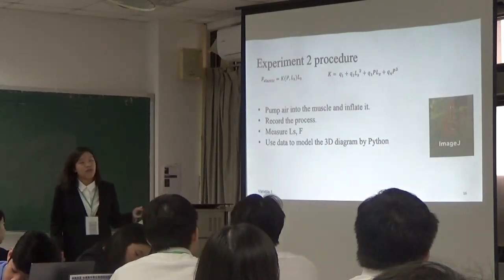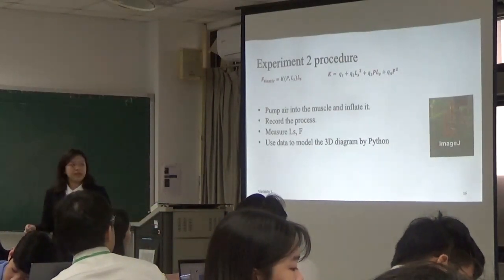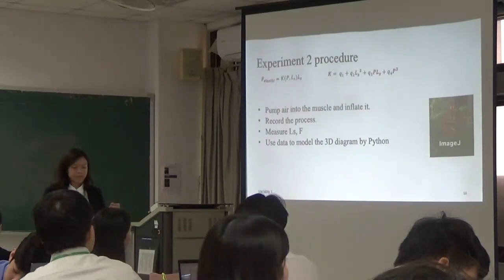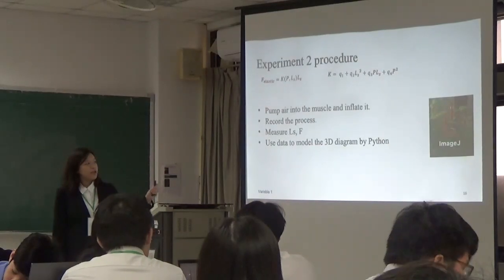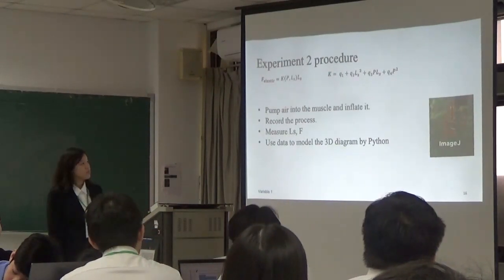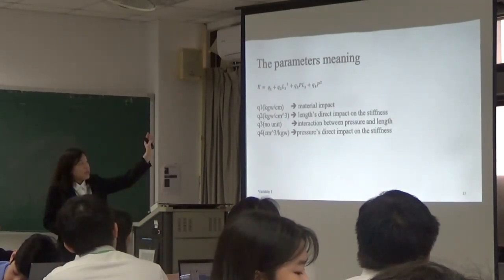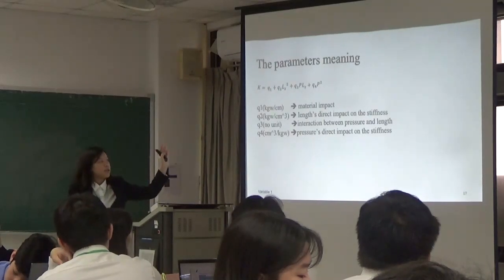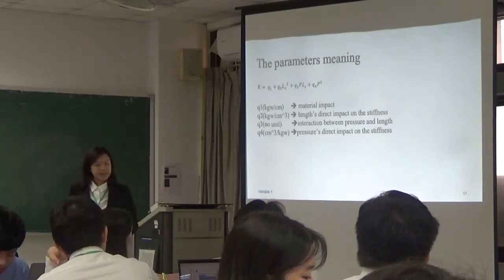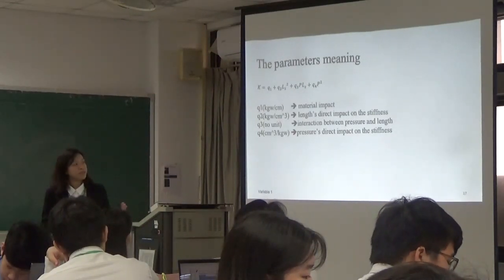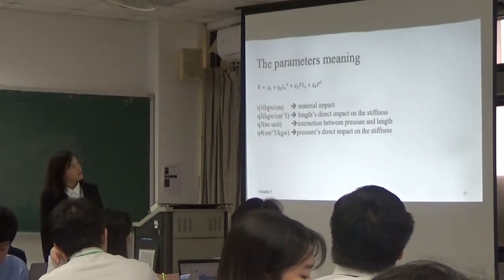And for the procedure, I will first inflate the muscle while recording the process, and then I'll measure LS and F. F is the force that shows on the spring scale, and then I'll use the data to model the 3D diagram by Python. This is the meaning of the parameters in K's constants. First, Q1 is the material impact, Q2 is the length's direct impact on the stiffness, Q3 is the interaction between the pressure and length, and Q4 is the pressure's direct impact on the stiffness.